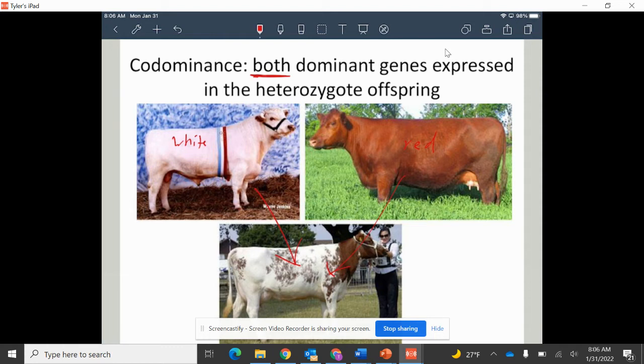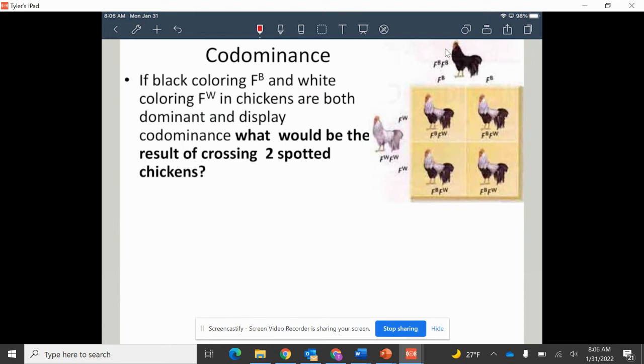This is codominant. So in this case, what happens if white is dominant and red is dominant? You don't get pink. You get red and white both being expressed. You get parts that are red and then parts that are white. Okay. So let's look at an example here. So we're going to look at codominance. Notice I'm going to use the same letter. I can't use 2 different letters because that indicates 2 different traits. I'm going to use F for feathers.